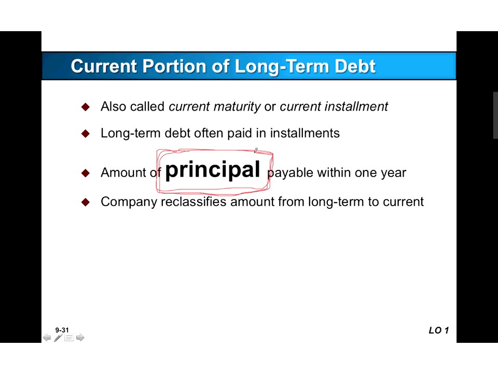And this is actually long-term debt, so it could be a 30-year mortgage that we're holding, for example, and this is the amount of principal that we owe within the next 12 months. So we reclassify it from long-term to current because we want our investors to know what we have coming due in the next 12 months.